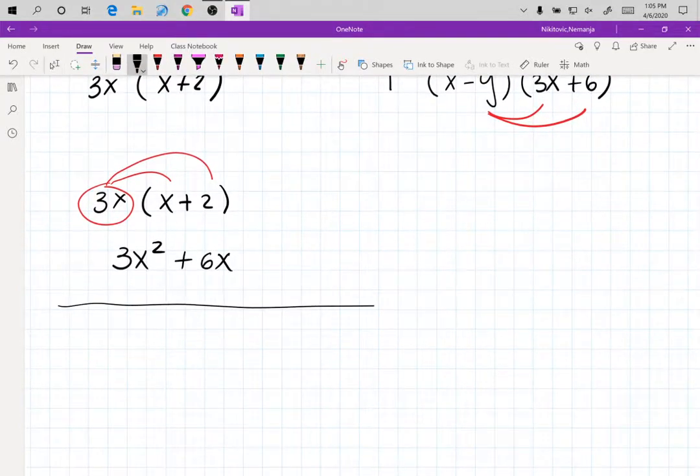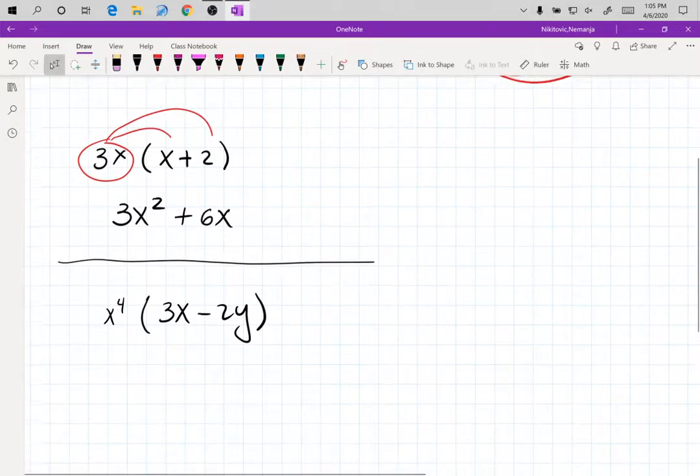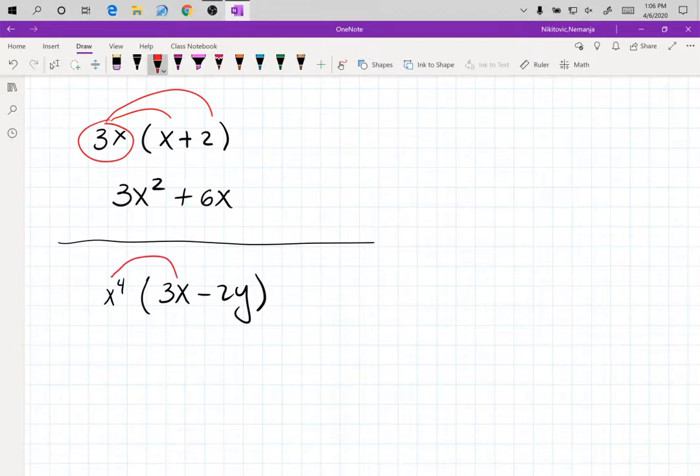Okay, let's take a look at another example. Say you have x to the fourth times 3x minus 2y. Let's say that's a problem. How do you deal with this situation? Well, it's always the same. You multiply this one, you multiply that one, and just be careful with exponents. You have 4 x's in a pile, plus one more x is 5 x's. So that's going to be 3x to the 5 minus 2x to the fourth y. x and y are not the same variable, so we can't multiply them together.